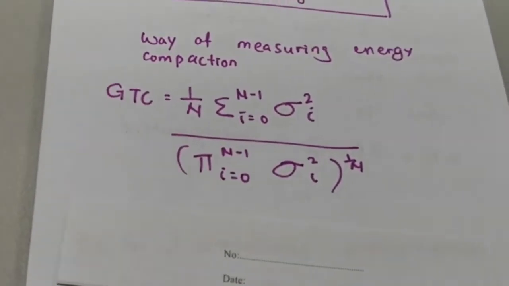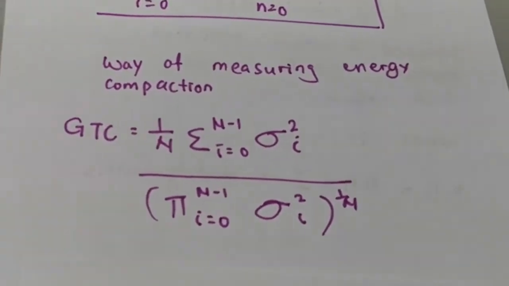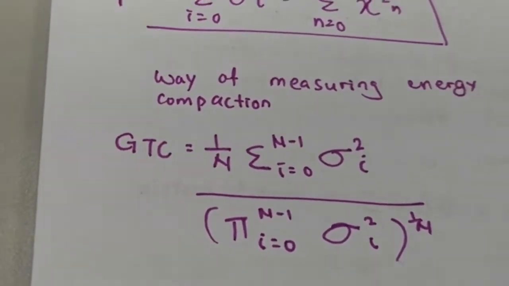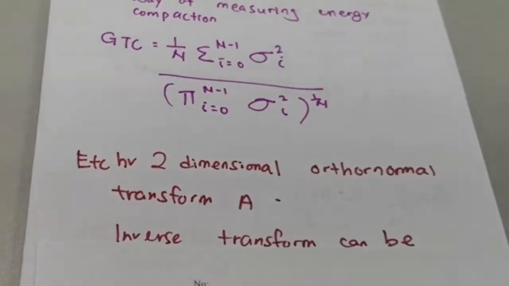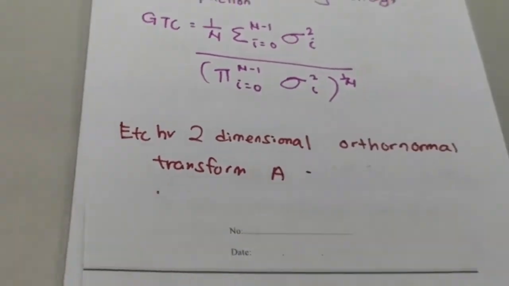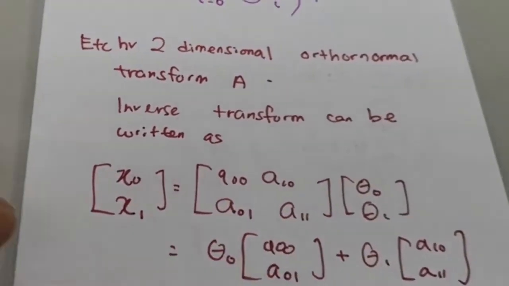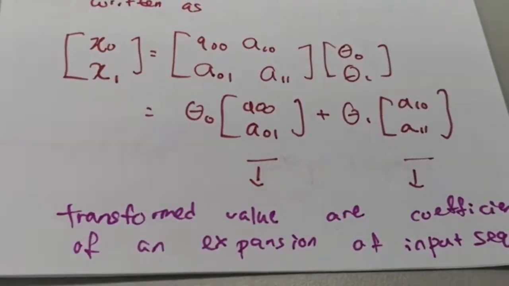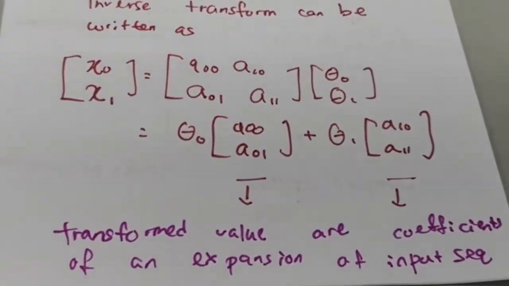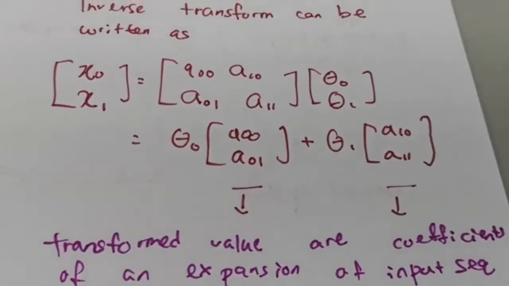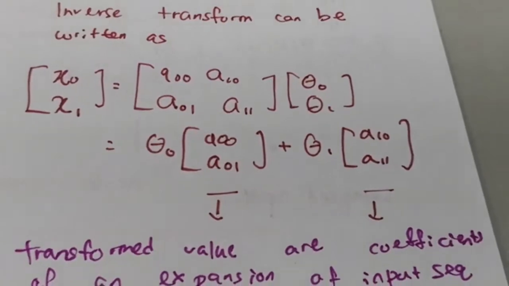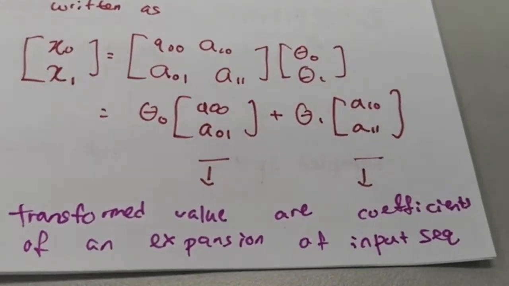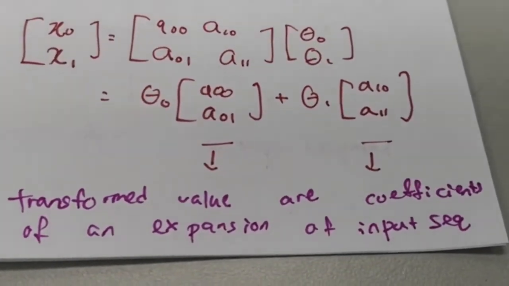And later on, we have a way of measuring the energy compaction in a transform using the coding gain formula, this formula, okay. And then we will look into another example. If we have a two-dimensional orthonormal transform A, the inverse transform can be written like this. And then we have said the transform values are coefficients of an expansion of the input sequence in terms of the rows of the matrix. The rows of the matrix are often referred to as the basis vectors of the transform, as they form an orthonormal basis set, and the elements of the transformed sequence are often called transform coefficients.